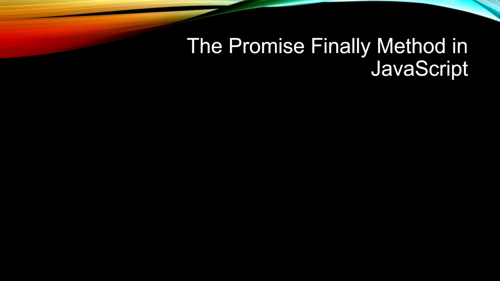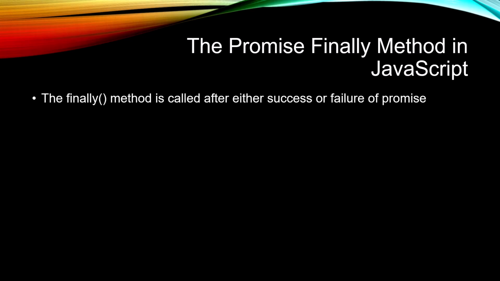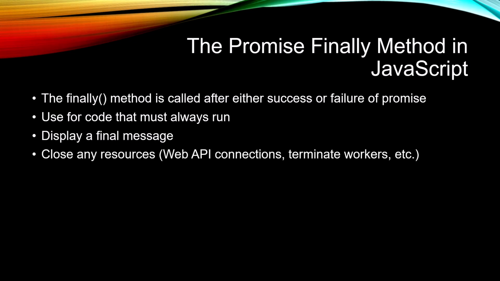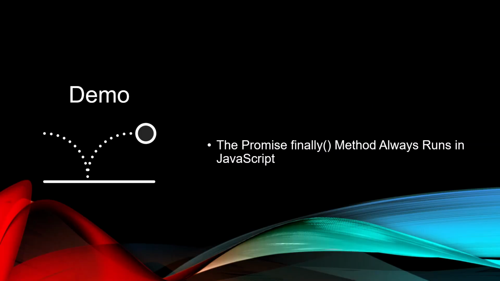You notice this design pattern is very similar to the try catch that we have in JavaScript. So just like the try catch, we also have a finally method, which is called after either success or failure of the promise. So we use this for code that must always run, maybe displaying a final message or closing any resources such as web API connections, maybe terminating a web worker or something like that. So let's take a look at the promise finally method.